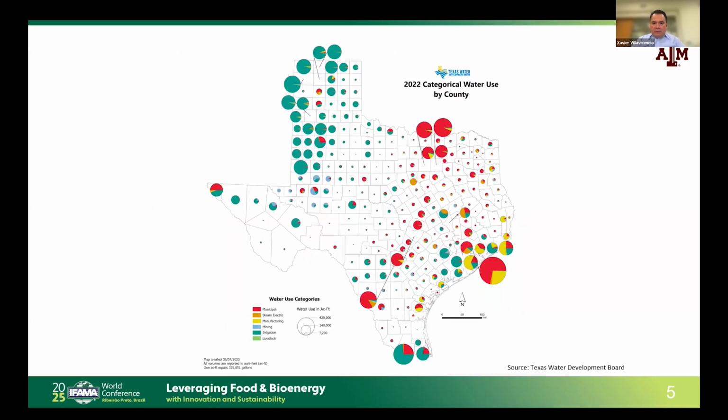This is another graph that shows the quantity of water that is used by county in Texas. As we can notice here in the south, this is mainly an agricultural area of the state. The use of water is very high compared to other places in the state. As you can see here, this green area means that most of the water is used for irrigation purposes, and the red area means that it is used for residential purposes.